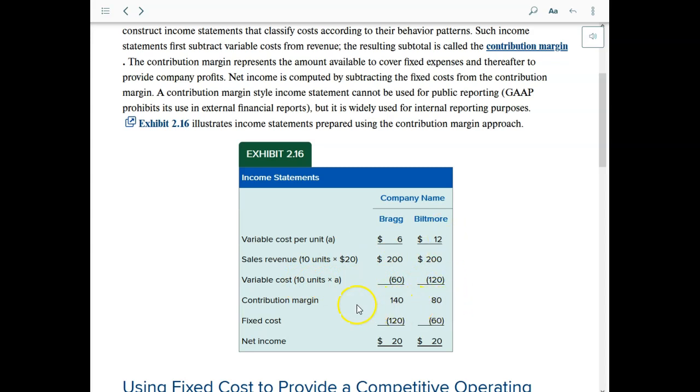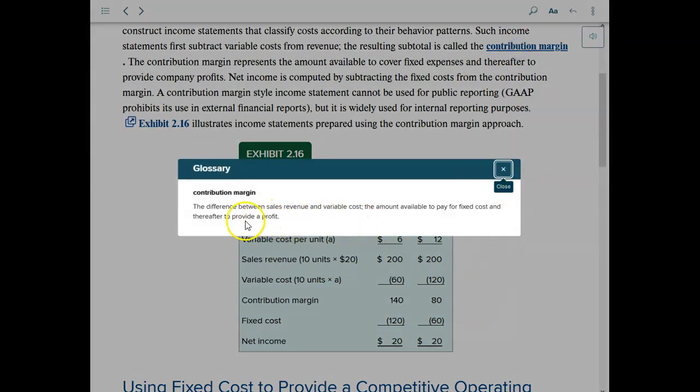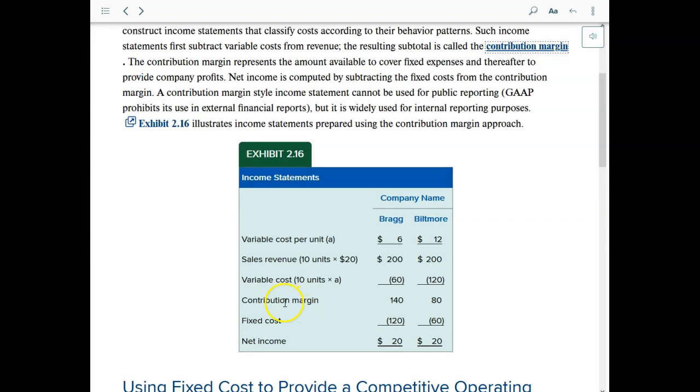Contribution margin. Contribution margin is defined as revenue minus variable cost. Let's see their formal definition: the difference between sales revenue and variable cost. That's the amount available to pay for fixed cost and thereafter to provide a profit. So a new definition, contribution margin is equal to revenue minus variable cost.